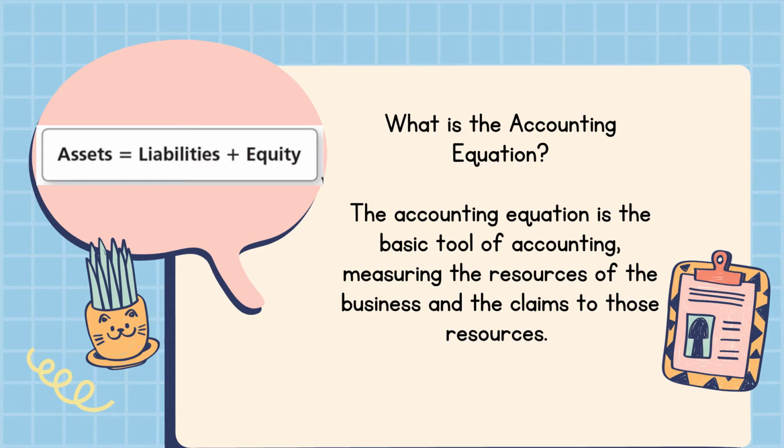Now, assets appear on the left side of the accounting equation, and liabilities and equity appear on the right side. The formula for the accounting equation is assets equals liabilities plus equity. The accounting equation is an equation, so the left side of the equation always equals the right side of the equation.